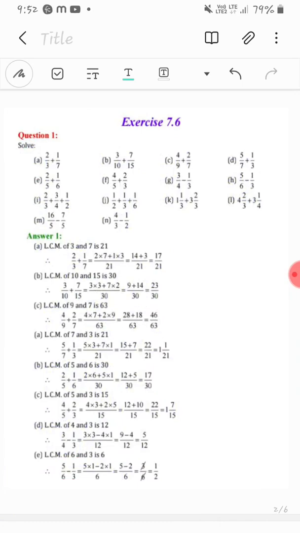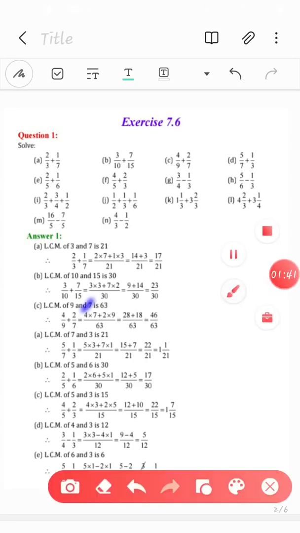Same way 4 by 9 plus 2 by 7. We have to find out the LCM of 9 and 7. We got 63. So 63 divided by 9 is 7. So 4 into 7 here. And 63 divided by 7 is 9. So 9 into 2 here. So 7 fours are 28. 2 nines are 18. So 28 plus 18 is equal to 46. So 46 by 63.